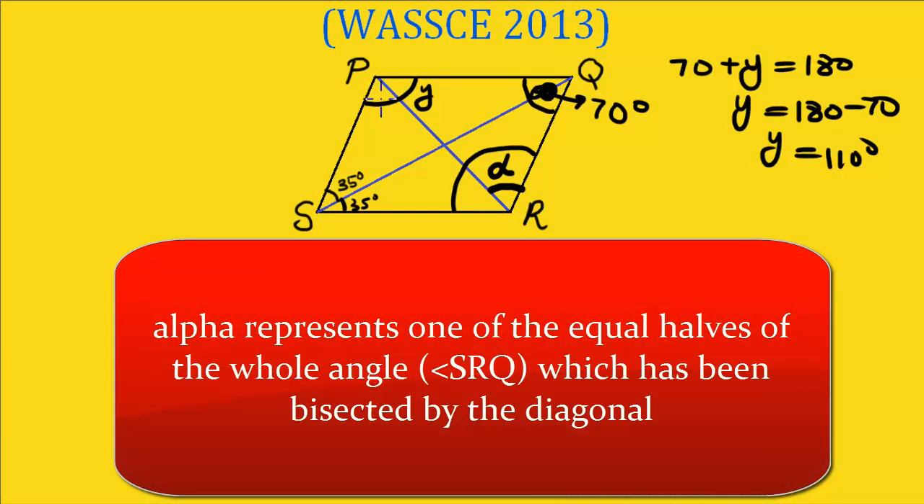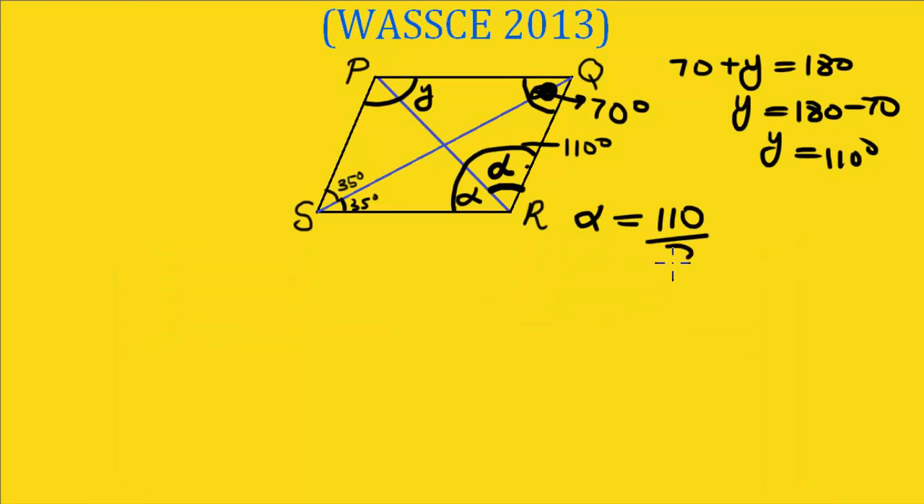remember, opposite angles are equal. That means the whole angle here is also 110 degrees. And because this diagonal split this whole angle here into two, where alpha is one of the two parts, that means this is also alpha. And that means alpha is 110 divided by 2, which gives 55 degrees. And just to avoid the confusion, let's put it this way.